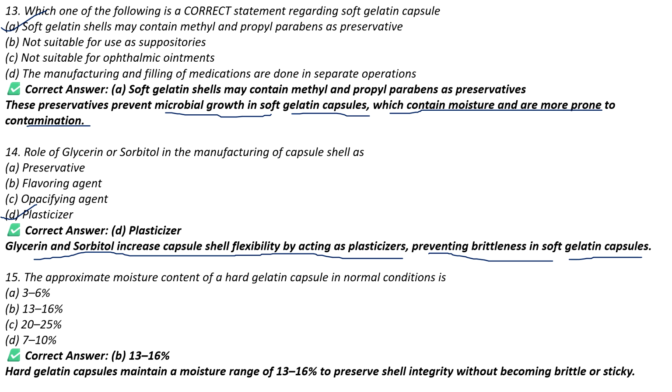So moving on to the next question, the approximate moisture content of a hard gelatin capsule in a normal condition is. Options are 3 to 6%, 13 to 16%, 20 to 25%, or 7 to 10%. So hard gelatin capsules maintain a moisture range of around 13 to 16% to preserve the shell integrity without becoming brittle or sticky. So we can say option B, that is 13 to 16%, is the correct answer for this question.